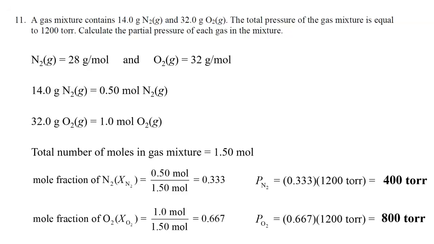So these values, 400 torr and 800 torr, correspond to the partial pressure of nitrogen gas and the partial pressure of oxygen gas, respectively. And it makes sense that the partial pressure of oxygen is twice as much as the partial pressure of nitrogen, since moles and pressure are directly proportional. If we have twice as many moles of oxygen gas, then the pressure of oxygen gas should be twice as much relative to nitrogen. So these are the correct answers to question 11.